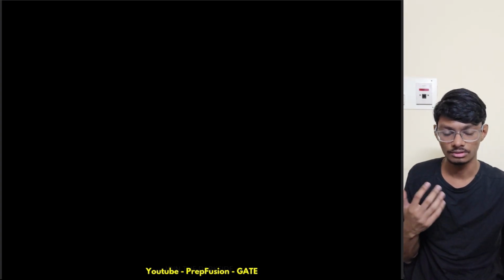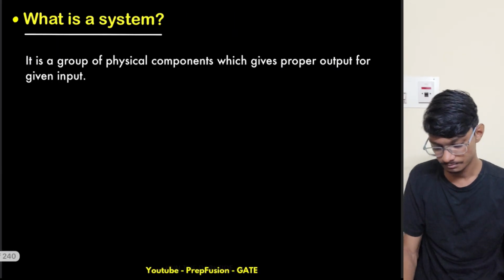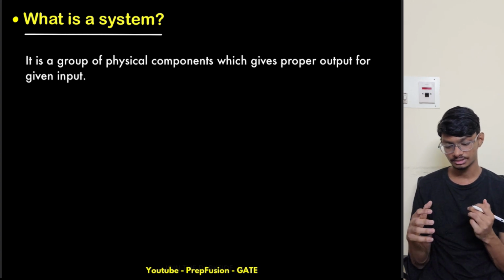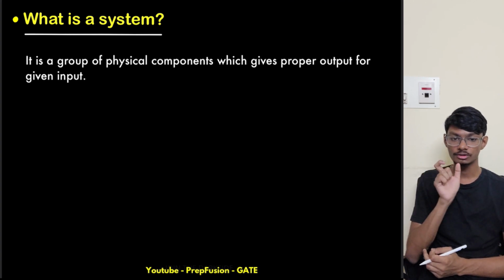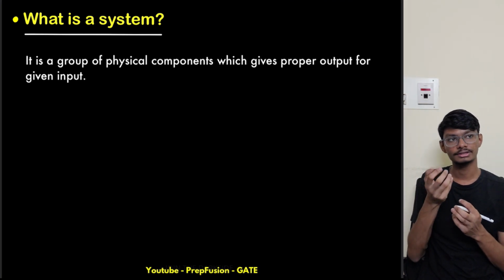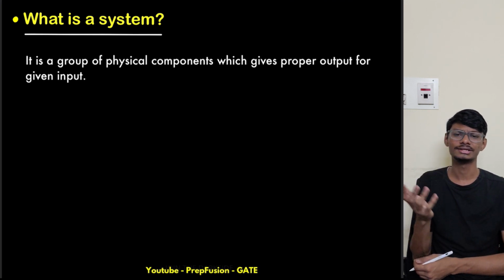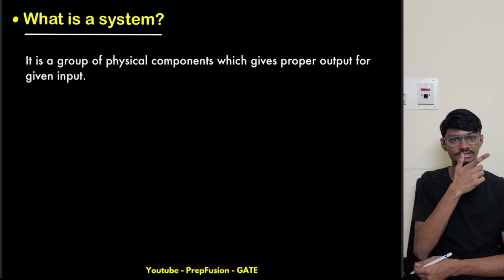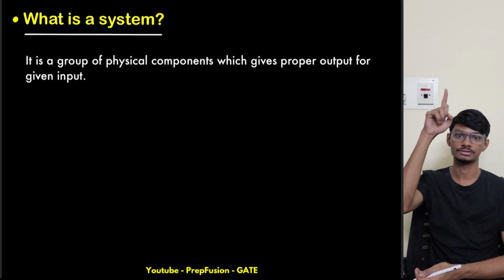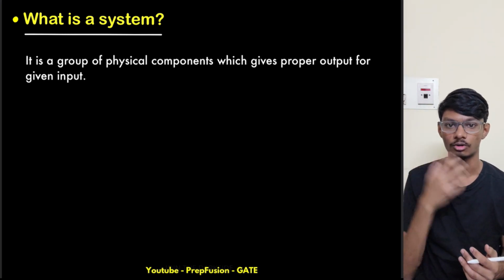Okay, so now we will start systems. So basically, what is a system? A system is a group of physical components which give proper output for a given input. As I explained in earlier examples, you can think of anything as a system, as a fan, as an AC. We give some input, we turn on the switch, then the fan gives us output as air or something. So it gives us proper output.